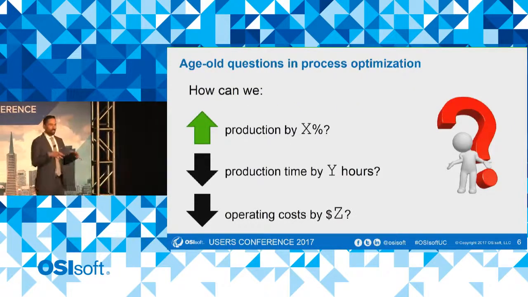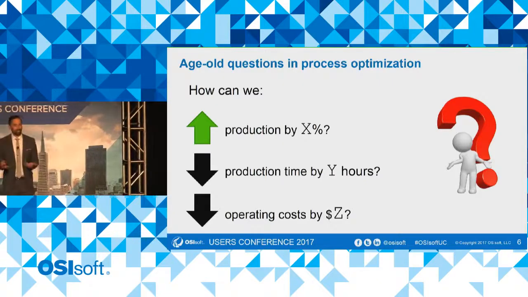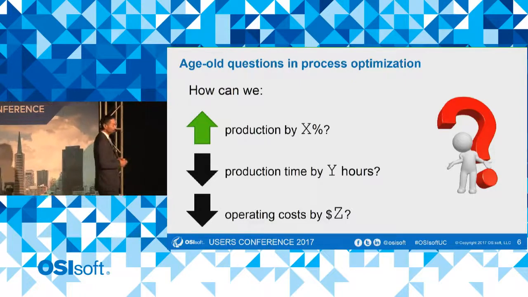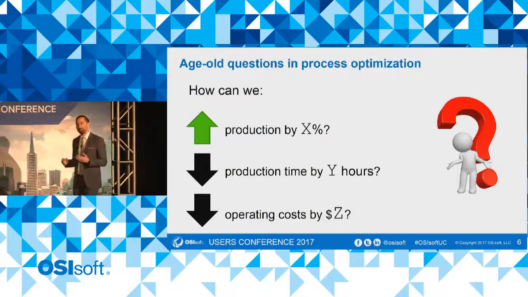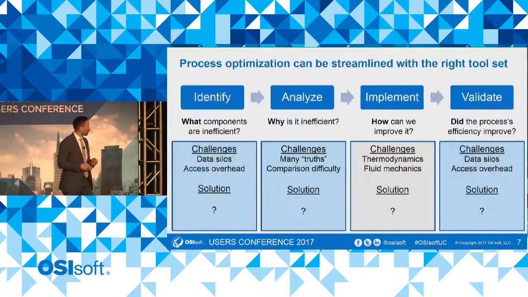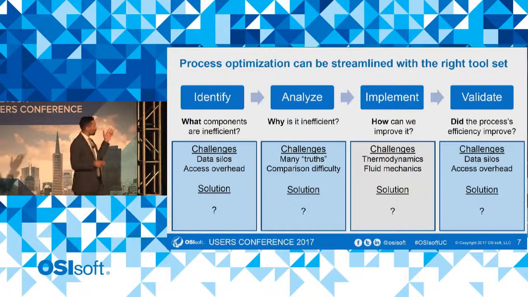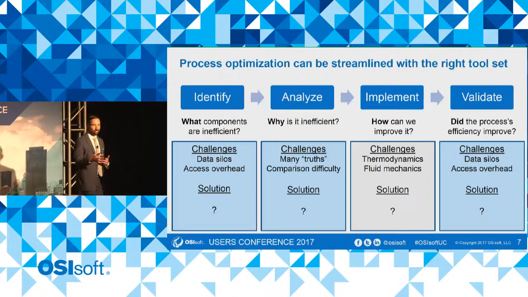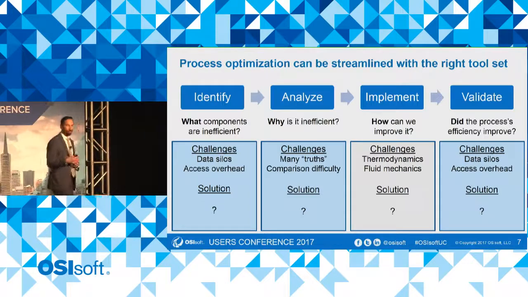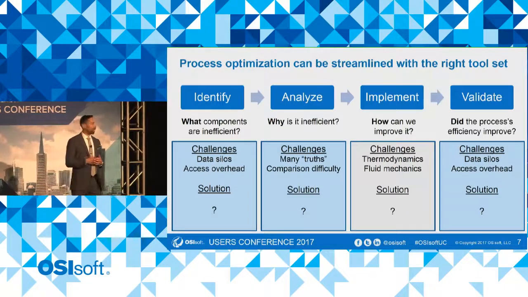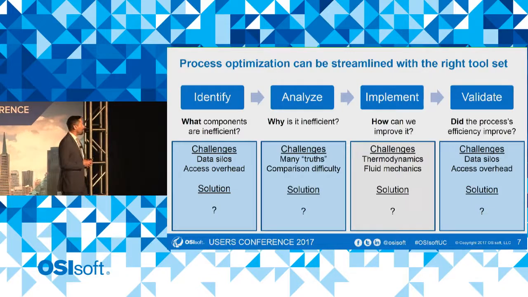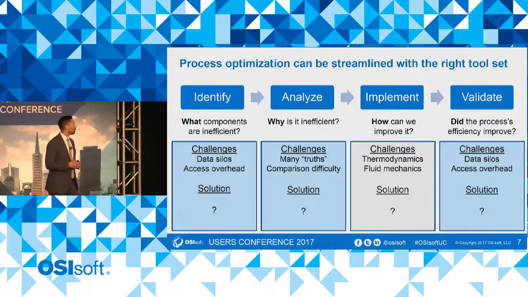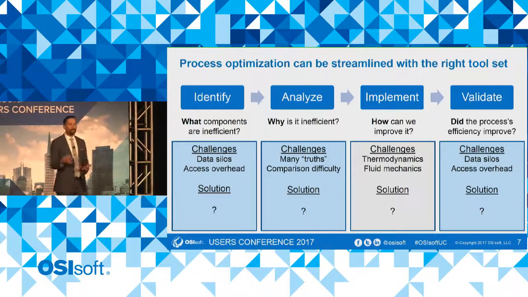And within that optimization of a process, the questions are probably not new, right? Things you've seen before: increased production, decreased production time, et cetera. But if we think about the process, you guys might use this, right? Identify something that's inefficient in that system, analyze what is actually causing the inefficiency. You use your expertise to figure out how it can be improved, what changes can be made to the system to affect it, and then go back and validate it.